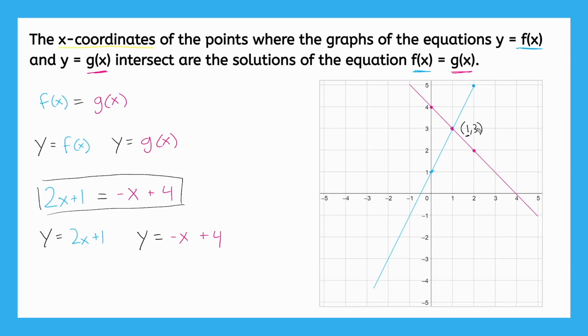And let's go ahead and plug in 1 for x and see if this is true. So we have 2 times 1 plus 1 is equal to negative 1 plus 4. So we plugged in 1 for x, and let's go ahead and solve it out. So we have 2 plus 1 is equal to negative 1 plus 4, and that's just 3 is equal to 3. And that's true. So 1 is the actual solution to this equation.